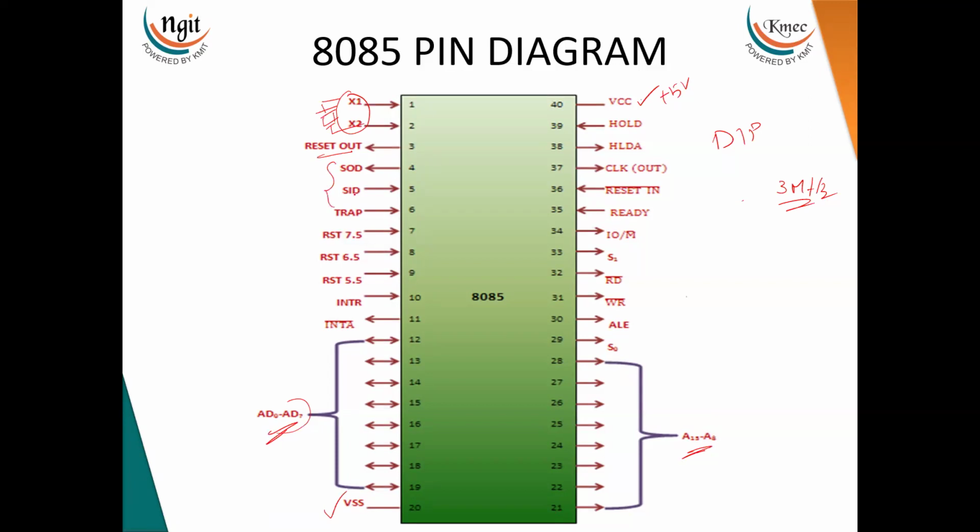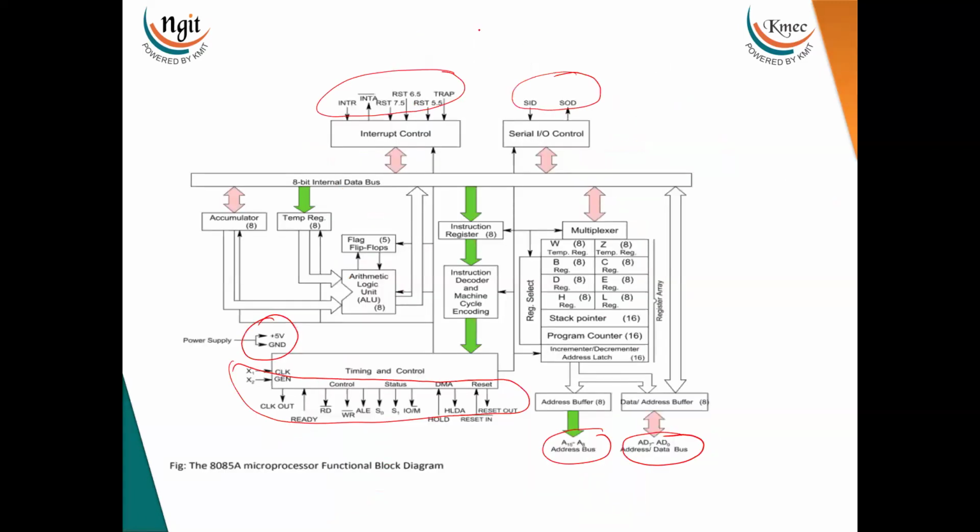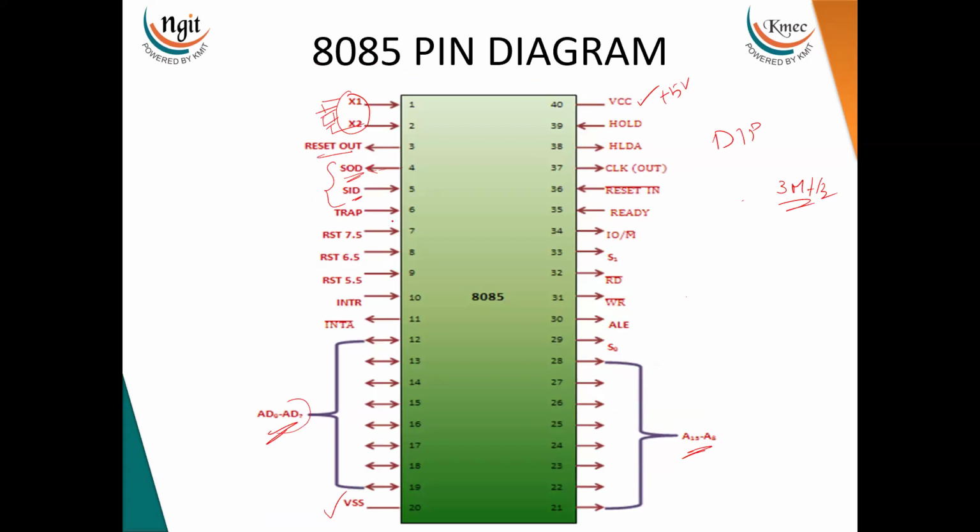Now coming to SOD and SID: the microprocessor can send data serially and receive data serially by using these two pins. SOD means the processor can send data to the outside, and the processor can receive serial data by using SID. Here in this diagram you can see SID and SOD. These two are applied to the serial IO controller. This serial IO will convert serial data into parallel and parallel data into serial, so inside the microprocessor the data is transferred in parallel.